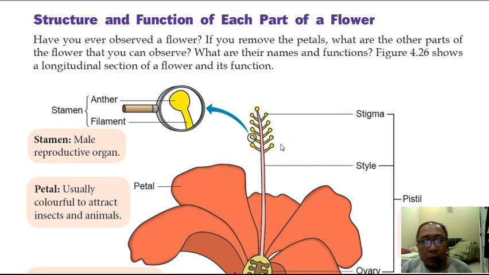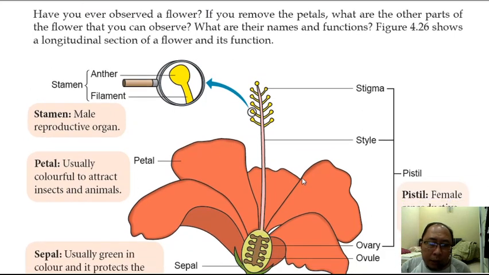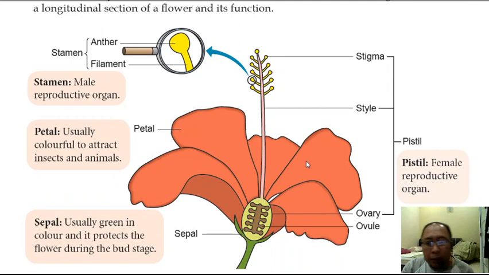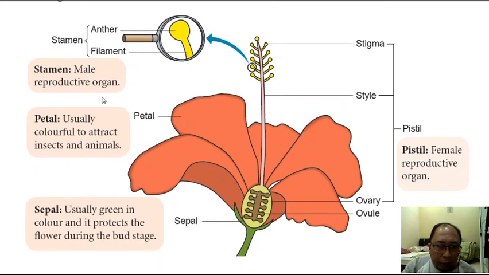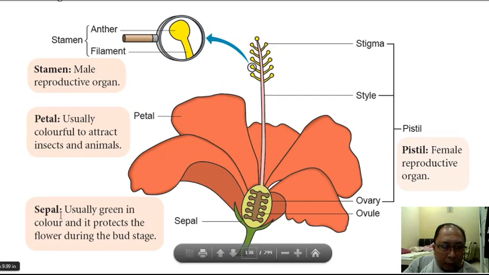So as you know, this is the flower, for example taken from the Hibiscus rosa-sinensis, and the structure of this flower consists of, the first one, this one, is a petal, usually colorful to attract insects and animals. Next is the sepal, usually green in color, and its function is to protect the flower during the bud stage.